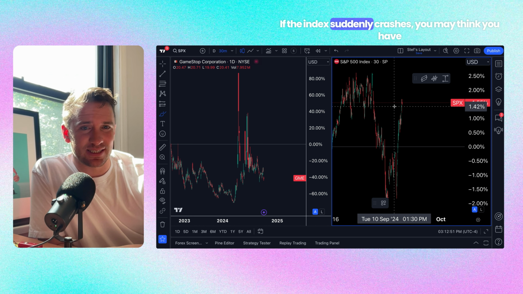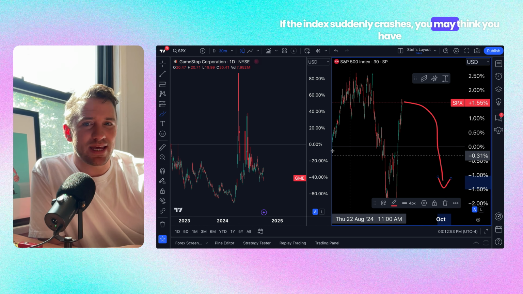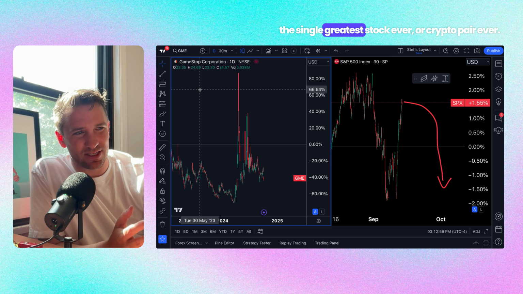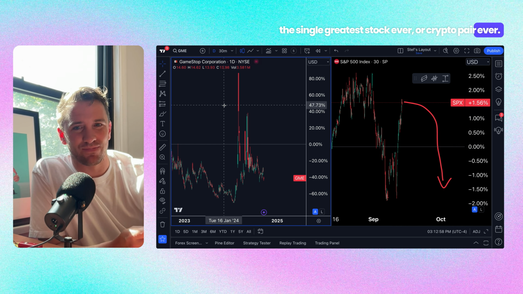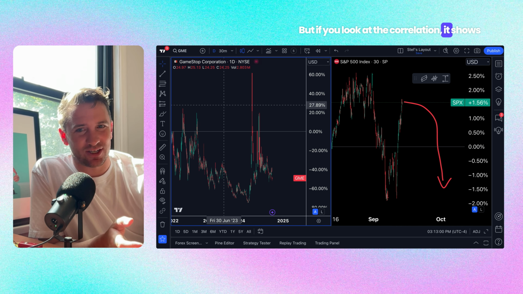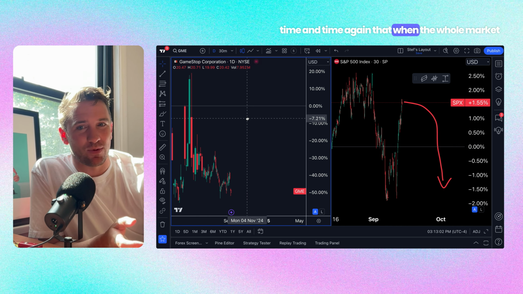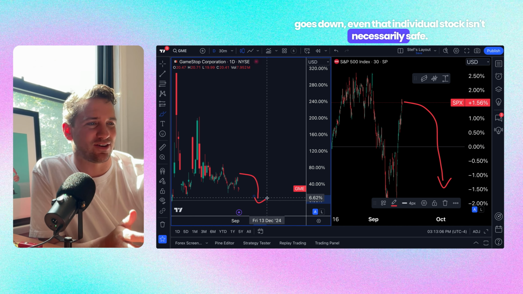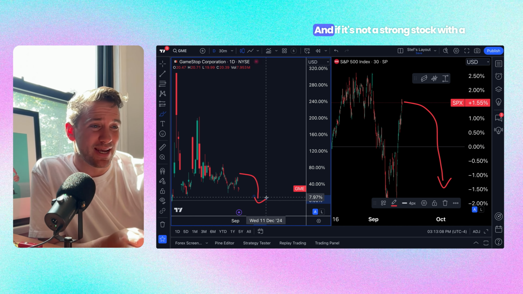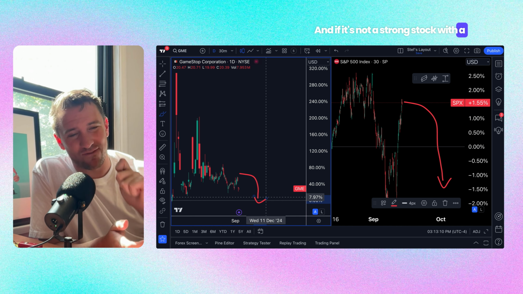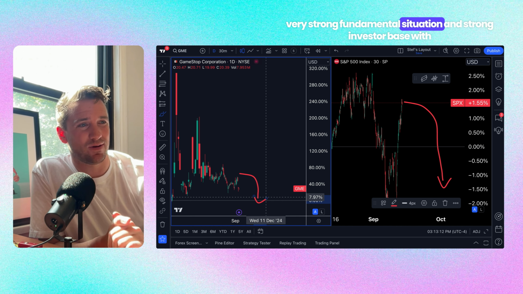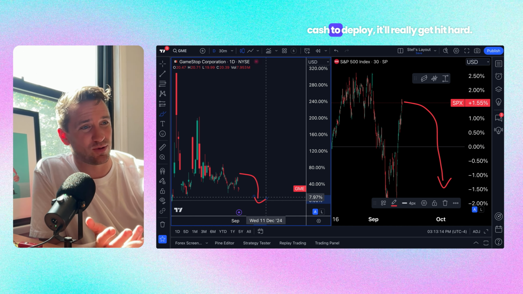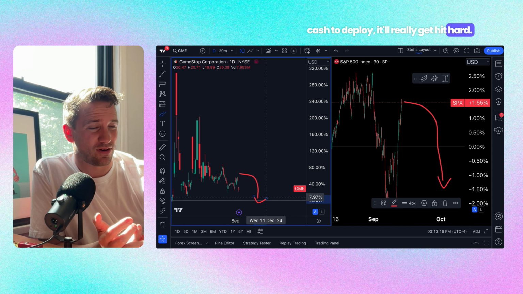If the index suddenly crashes, you may think you have the single greatest stock ever or crypto pair ever. But if you look at the correlation, it shows time and time again that when the whole market goes down, even that individual stock isn't necessarily safe. It will also go down. And if it's not a strong stock with a very strong fundamental situation and strong investor base with cash to deploy, it'll really get hit hard.